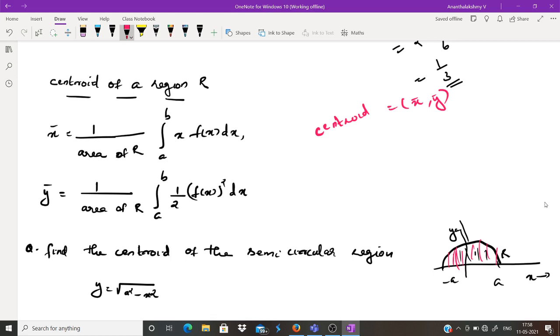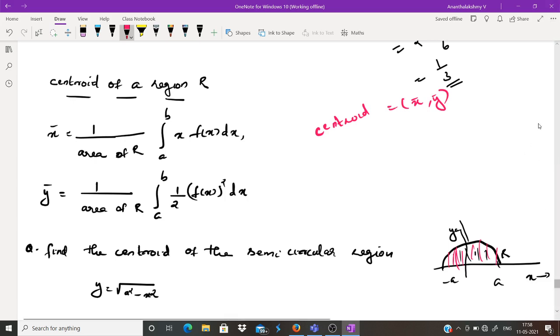That is, the centroid we denote by (x bar, y bar), an ordered pair, where x bar can be found by the formula 1 by area of R into integral a to b x times f of x dx, and y bar is 1 by area of R into integral a to b half f of x the whole square dx. Using this formula we can find x bar and y bar.